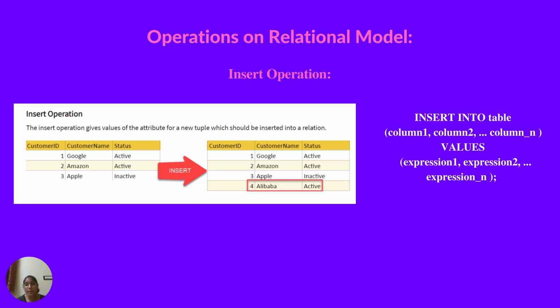These are the basic terms in the relational model. So now I will be talking about the operations performed on a relational model. There are mainly 4 operations like insert, update, delete, and select. At first, I will be talking about insert operation. Insert operation is nothing but adding an additional row to the existing table.